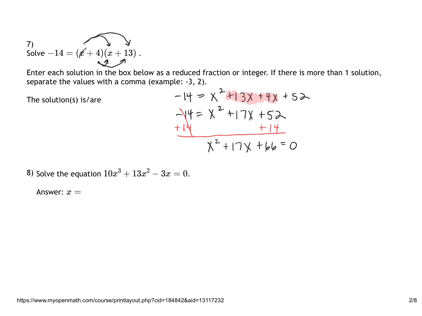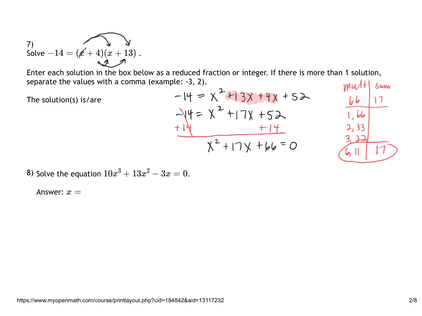Okay, now your goal is to solve this. You can either factor it or you can use the quadratic formula. It looks like it may factor. So let's say we want it to multiply to get 66, and we want it to add to get 17. So 1 and 66, 2 and 33, 3 and 22, not 4, not 5, 6 and 11. And that's actually going to be what works right there, 6 and 11.